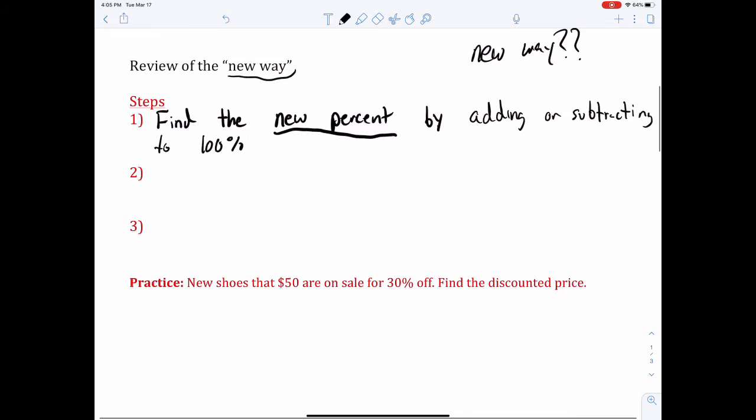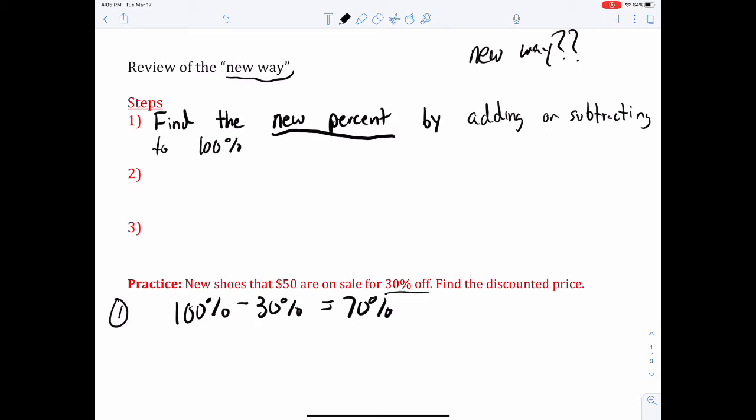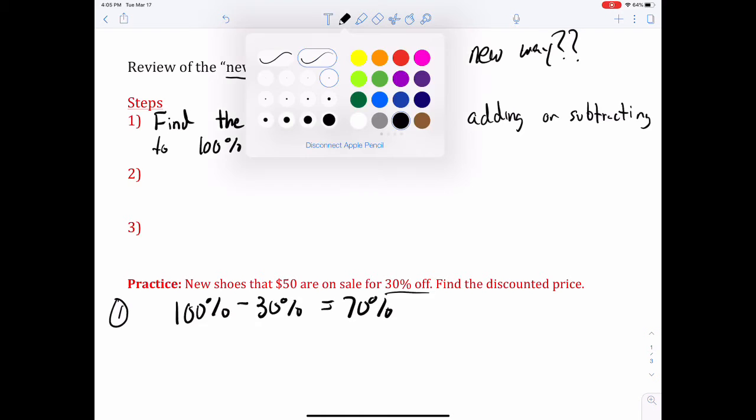So if we do step 1, we're going to find the new percent by adding or subtracting to 100. So we have 100%. And if it's 30% off, we're going to take away 30%. So we're going to do minus 30%. This is step 1. And that'll give you 70%. All right, so that's what step 1 looks like. Done.